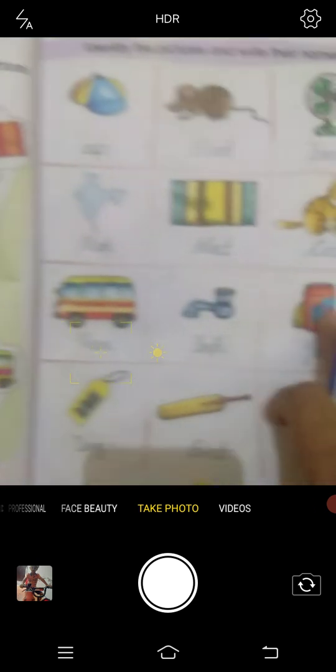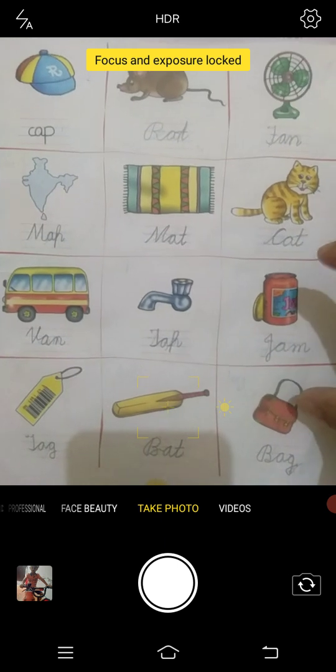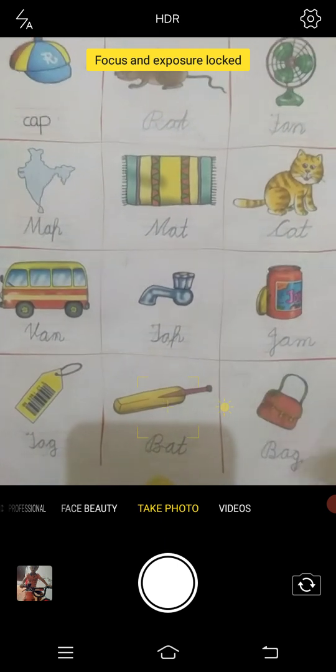Yes, beta. You will read. First of all, you will complete these two pages. After that, you will write in your notebook the names of these pictures.